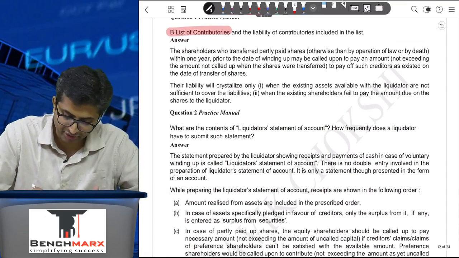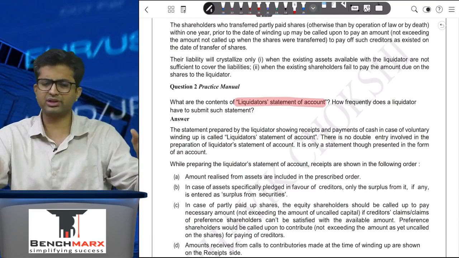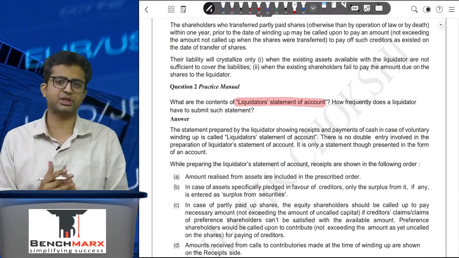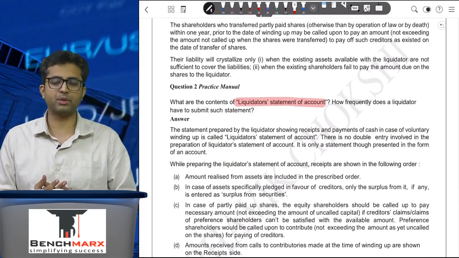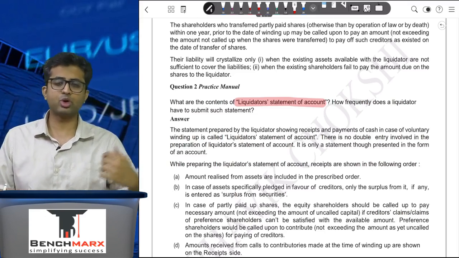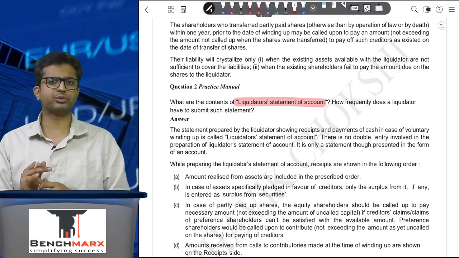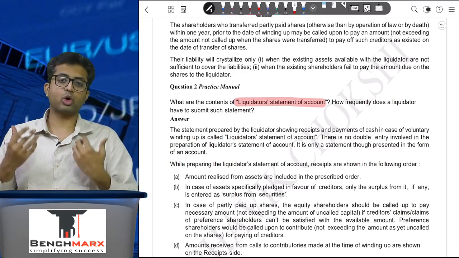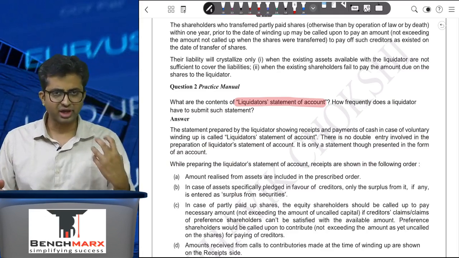What are the contents of the liquidator's statement of account? How frequently does a liquidator have to submit such statements? Well, contents, there is receipts and there is payments. This is a statement. It is not really a balance sheet or a profit and loss account. It is a statement where you show receipts on one side. Receipts may be on account of sale of assets. If there are secured assets, then only the surplus we take over here. Calls or contributions received from the contributories, all of these are taken on the receipt side.